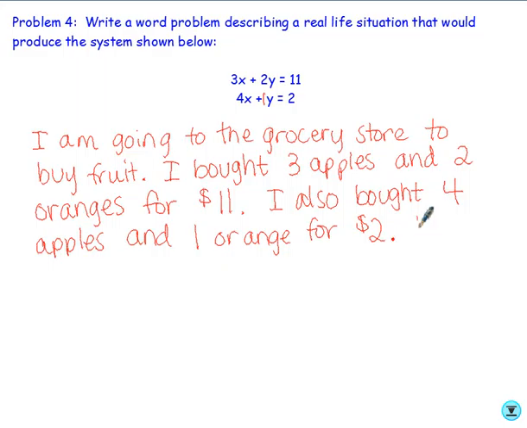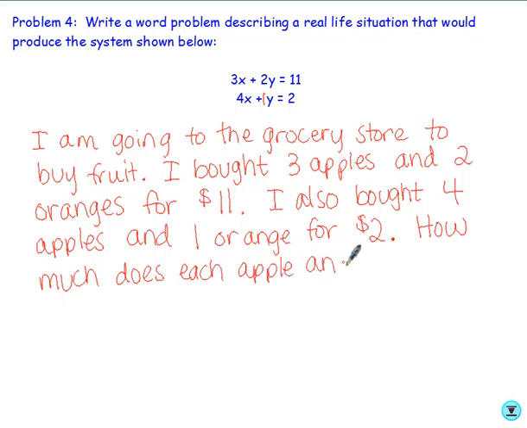So the question you would then pose is, how much does each apple and each orange cost? And that's all you're doing here, is you're writing a word problem.